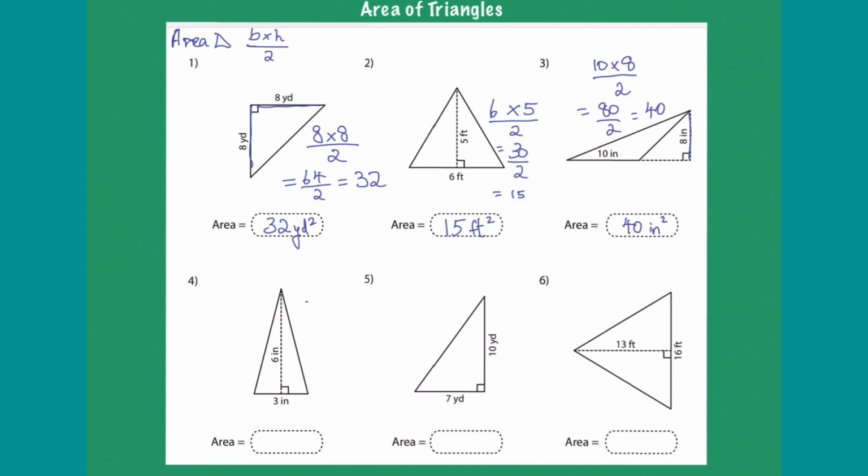So your base here is 3 and your height here is 6, and then you divide it by 2. So base times height divided by 2. So 3 times 6 is 18 divided by 2. 18 divided by 2 gives me a 9. So my area of this triangle is 9 square inches.